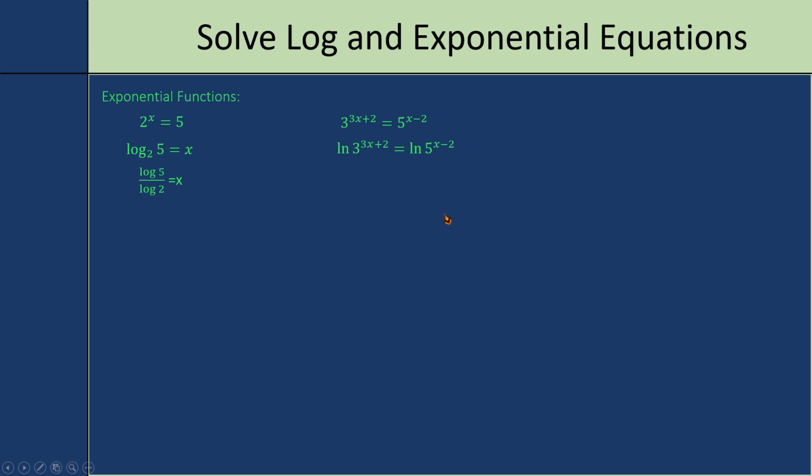Move the exponent to the front, so I have (3x plus 2) times ln 3, and then (x minus 2) times ln 5. And then ln 3 is just a number. It's like 1.1. And ln 5 is 1.5. And then you distribute that in, you solve for x. I'm not going to go through all the steps here. You guys should be able to solve this now. Okay? But that's the gist of solving this type of equations.